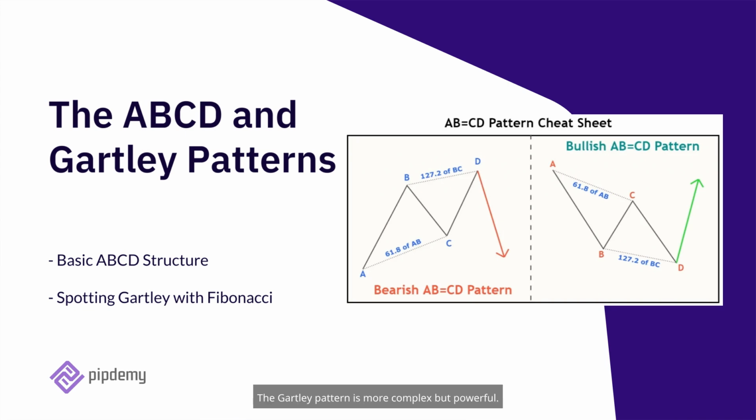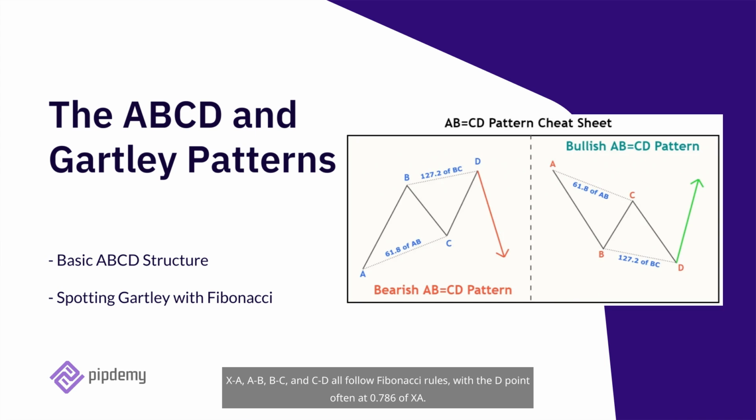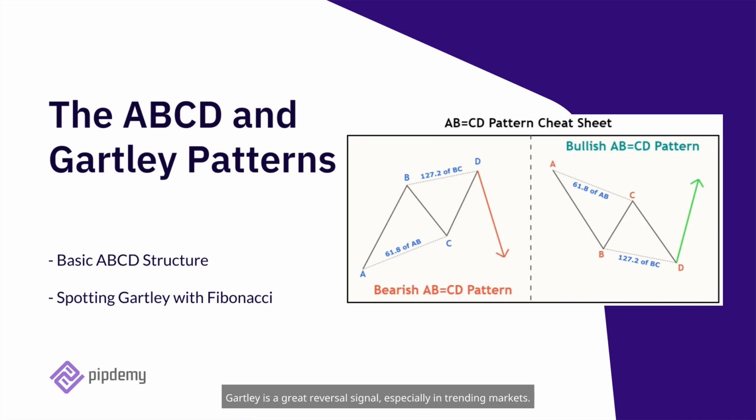The Gartley pattern is more complex but powerful. It starts like ABCD but adds an X point. XA, AB, BC, and CD all follow Fibonacci rules, with the D point often at 0.786 of XA. Gartley is a great reversal signal, especially in trending markets. When ratios match and price reacts at D, that's your clue.